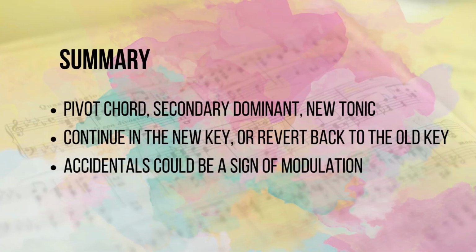So that's our basic introduction to modulation. Just to recap on what we have discussed so far. For modulation to occur smoothly, we need three things: a pivot chord, which is a chord that exists in both the original key and the key we are modulating to; a secondary dominant, which is basically the chord 5 of the new key; and a new tonic, which is the chord 1 of the new key and the goal of our modulation.